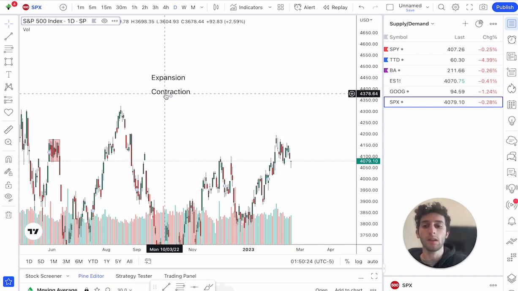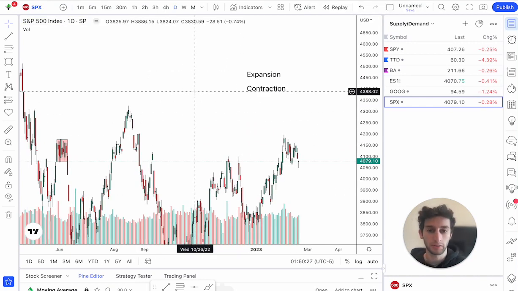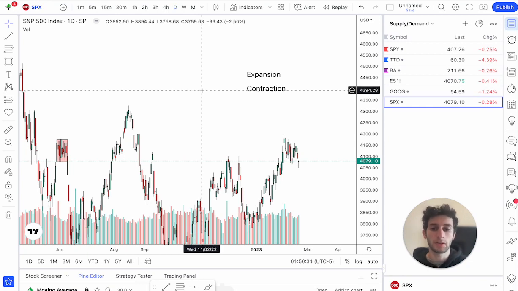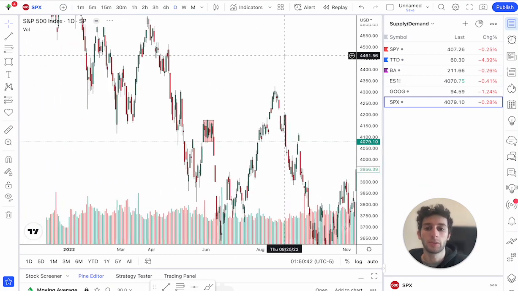So we have expansion and contraction. Now, it's a pretty easy idea to understand, right? All you need to do is think expansion is when price is in a very fast and tight move, okay? Contraction is when price is in a very tight channel and it's very back and forth, very choppy. So let me show you some examples here in SPX.